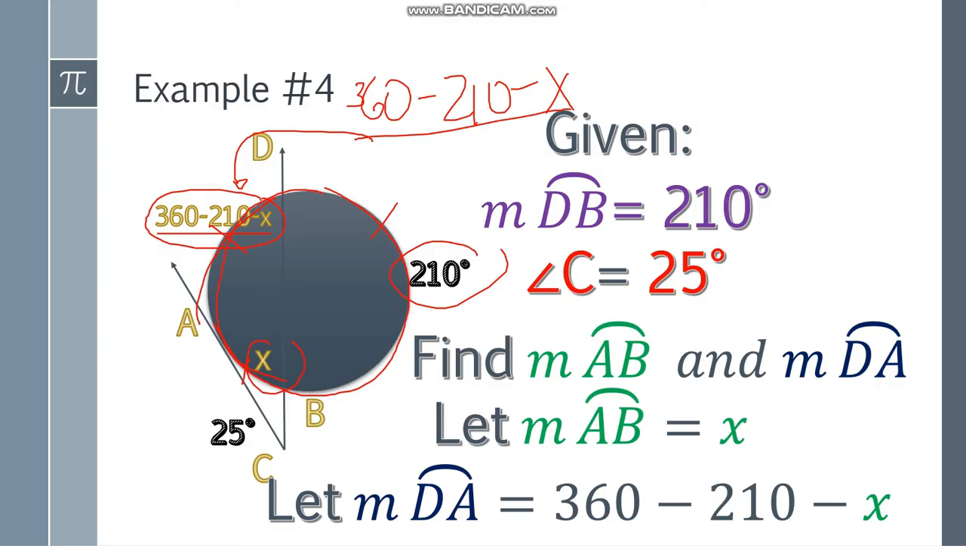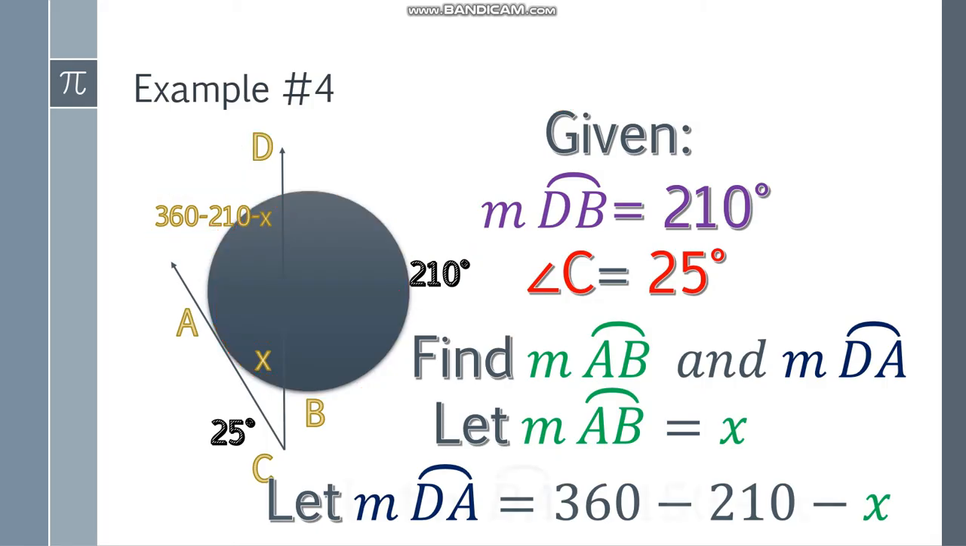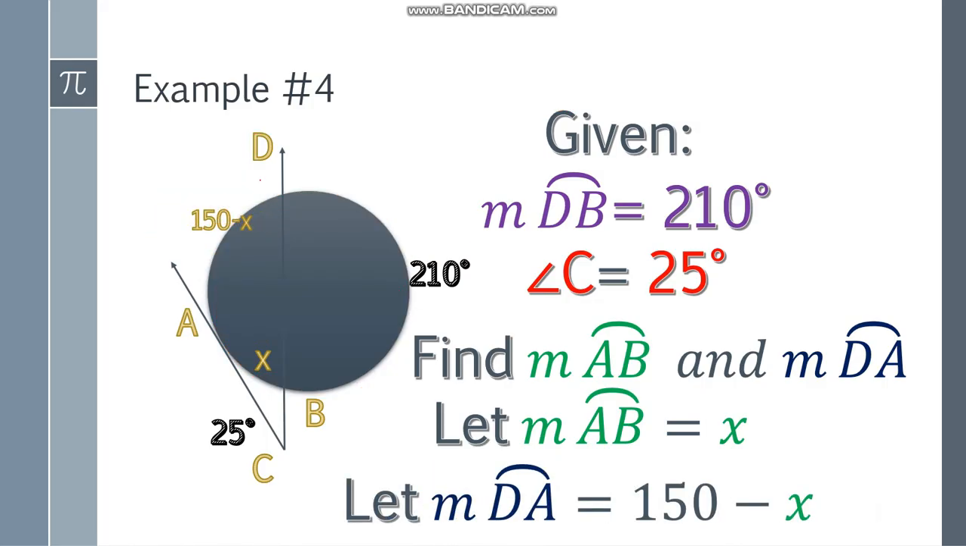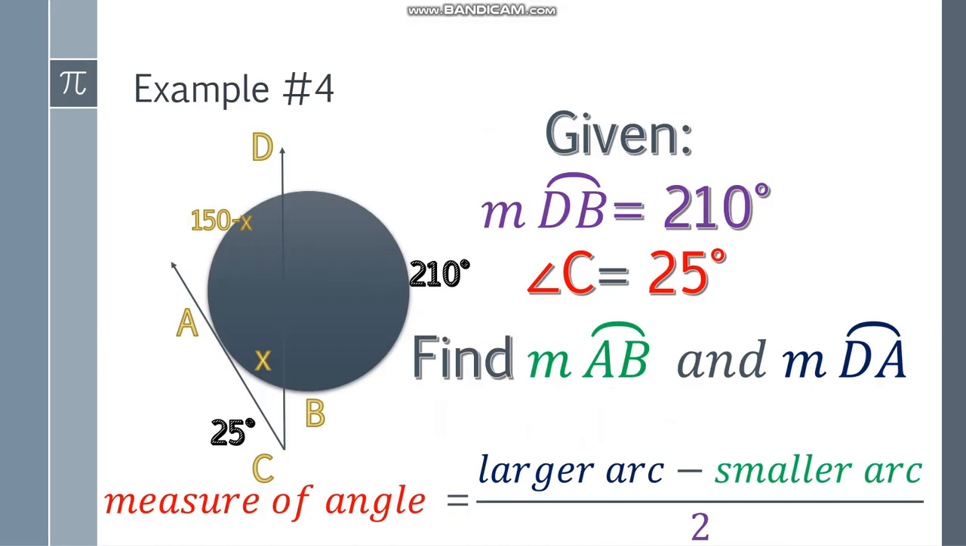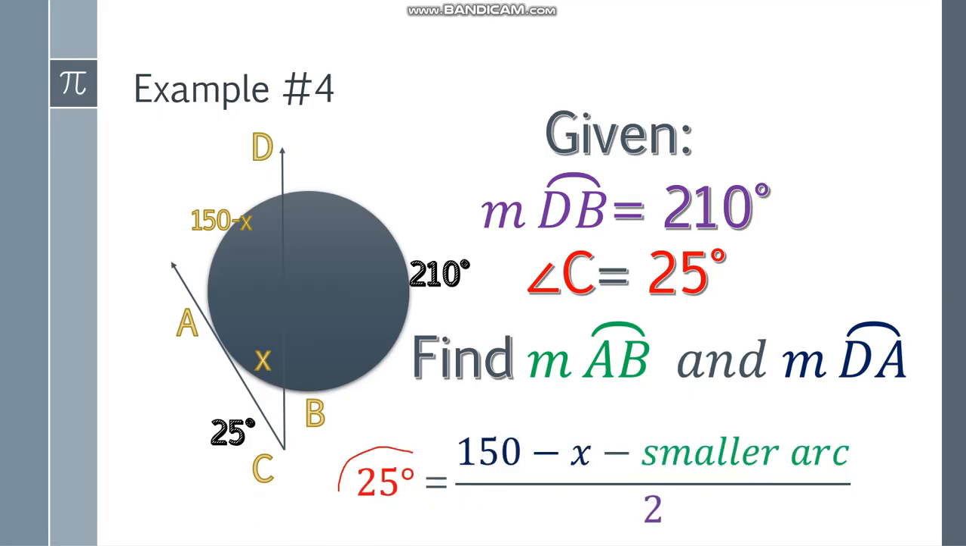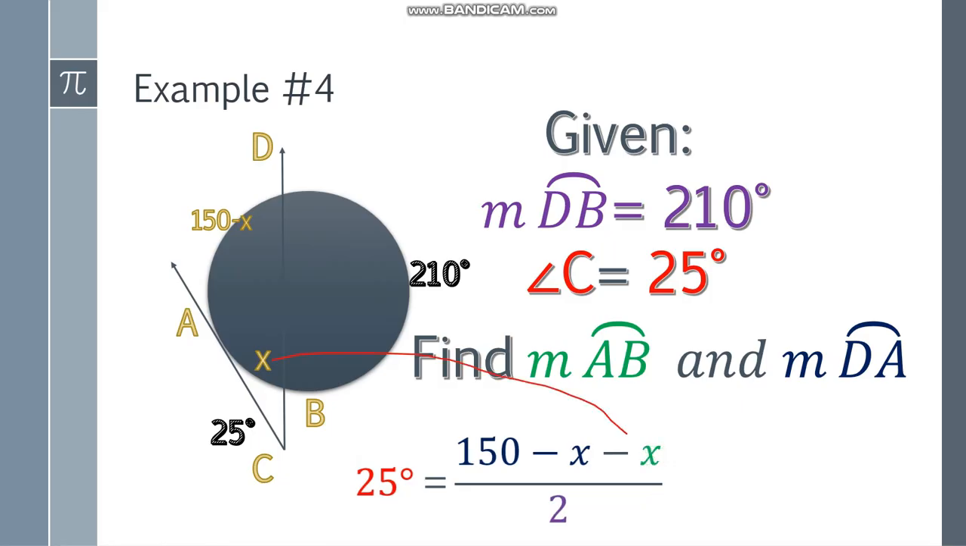360 minus 210 minus x. Let's simplify 360 minus 210. That will be 150. So we only have 150 minus x in this part of the arc. Let's have the formula. The measure of the exterior angle is 25 degrees. I'll put it here. And the larger arc will be 150 minus x, and for the smaller arc, that will be x. So our equation is 25 degrees is equal to, the numerator part, 150 minus x over 2.